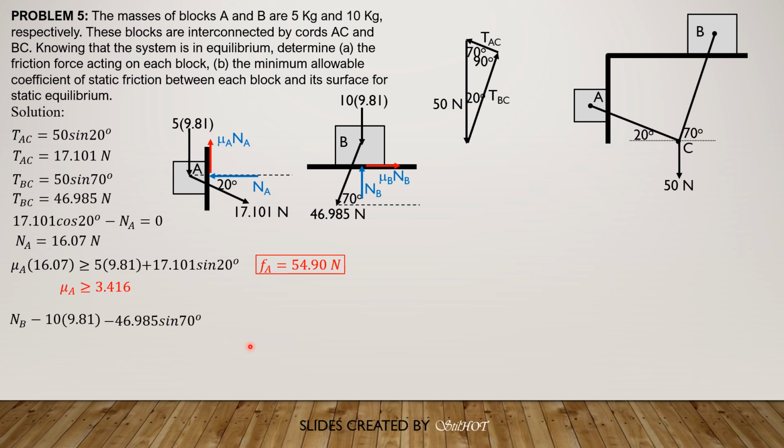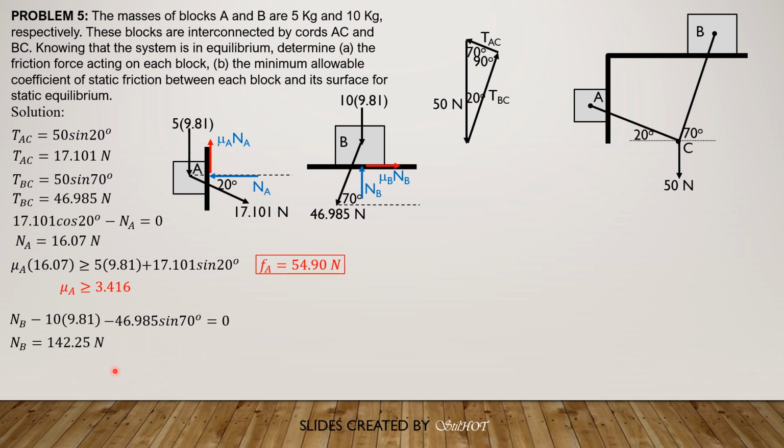So normal at B is 142.25 newtons. Then the friction at B is equal to mu S or mu B times NB, which is this component, the horizontal component of tension, 46.985 cosine of 70. So mu B times NB should be greater than or equal to 46.985 cosine 70.